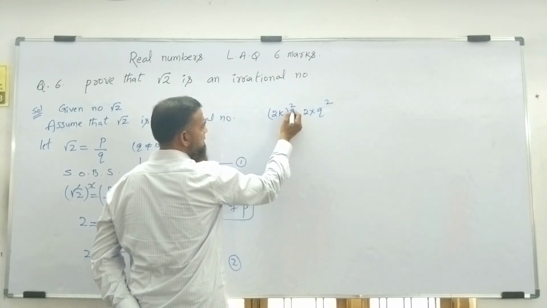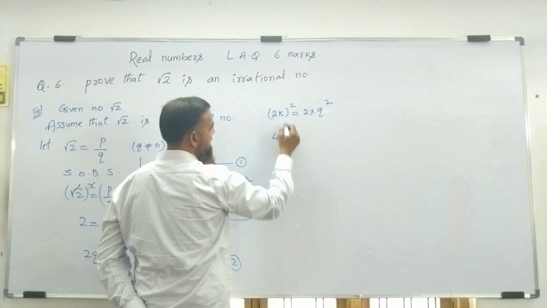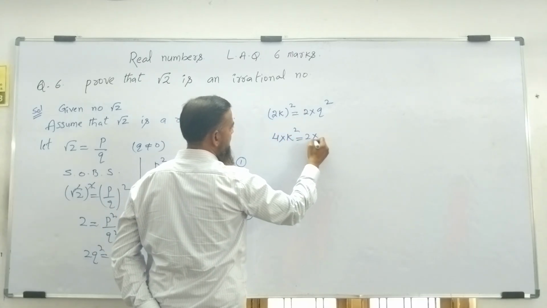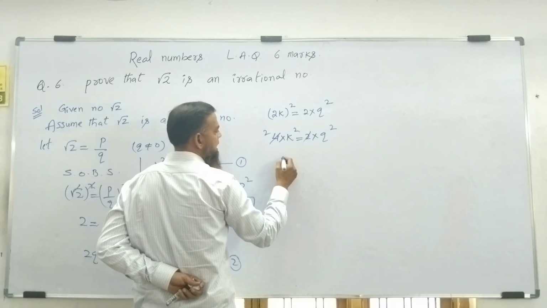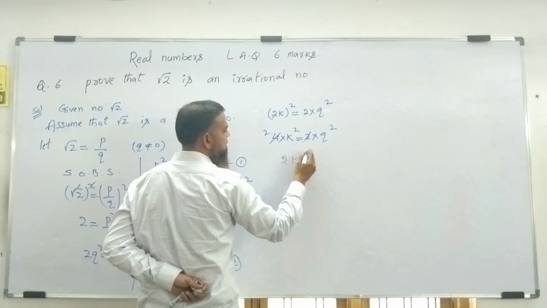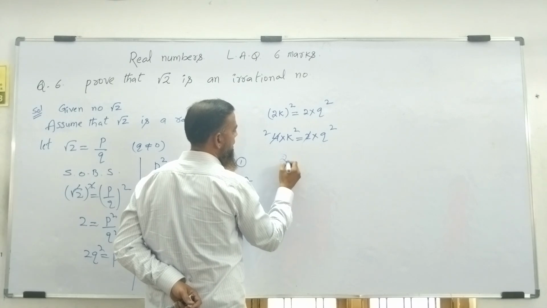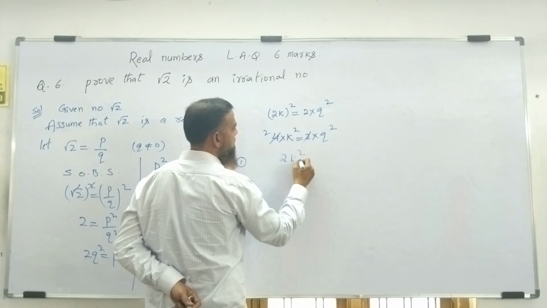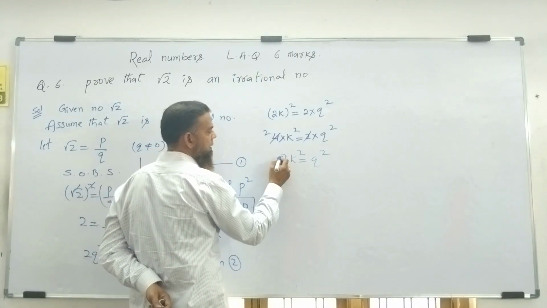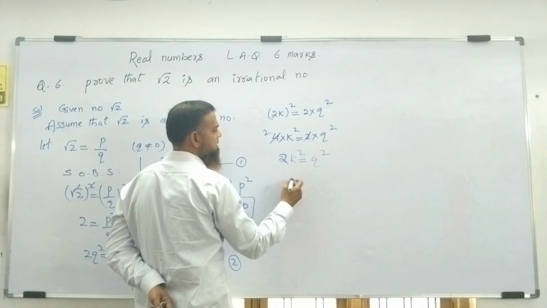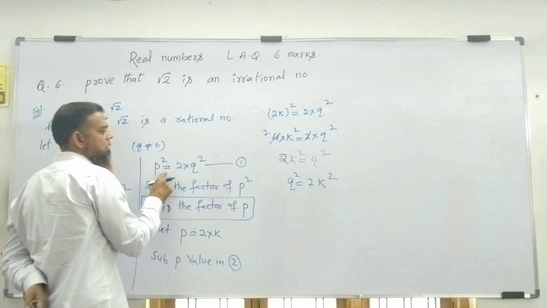This square is applicable for both the numbers. When it is 2 square, the answer is 4 into k square is equal to 2 into q square. This 2 cancels 2 times. So what did I get here? 2k square is equal to q square. Just interchange the values: q square is equal to 2k square. See, you are getting the same relation.